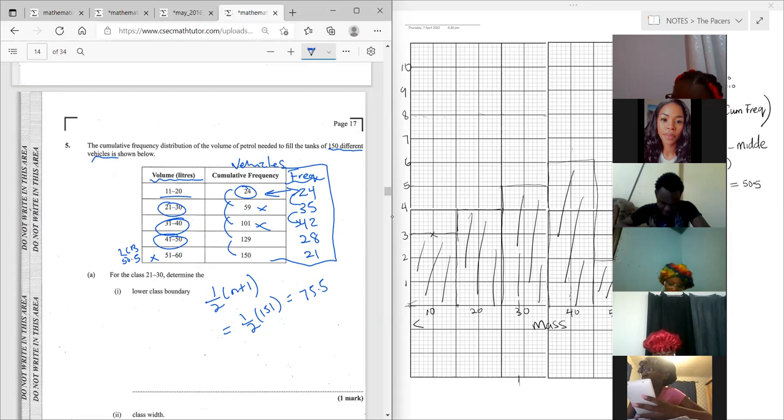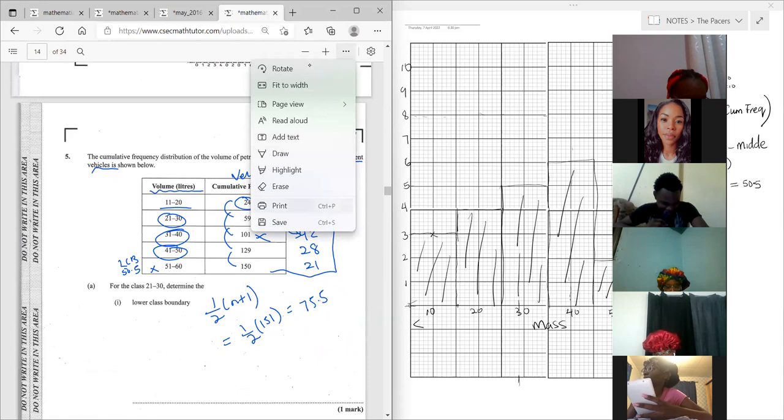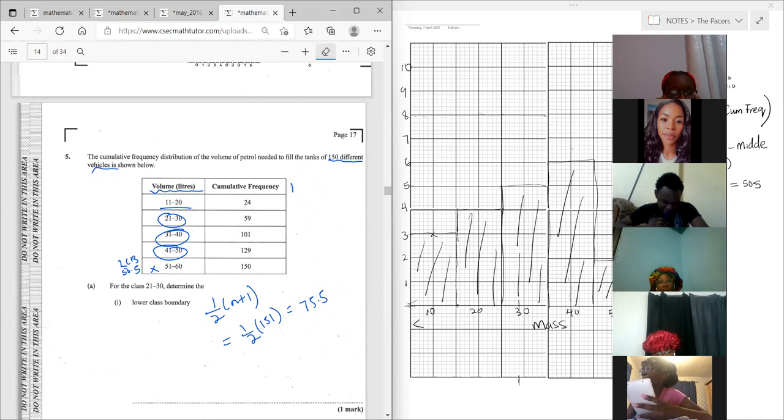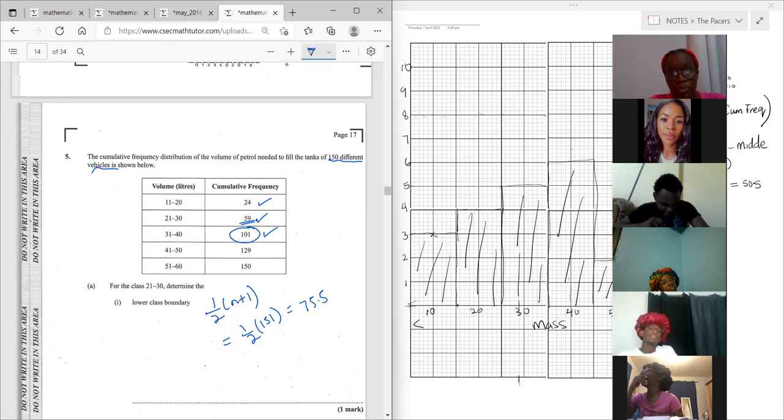Remember, these numbers are your frequency, right? So you're looking for 75.5 in your frequency. Where would that be? Would it be in this one? No, because that's up to 24. Would it be in 59? Would it be in the 101? Yes. Correct. Because remember, here stops at 59. So all the numbers from 60 to 101, which 75.5 is in here, right?